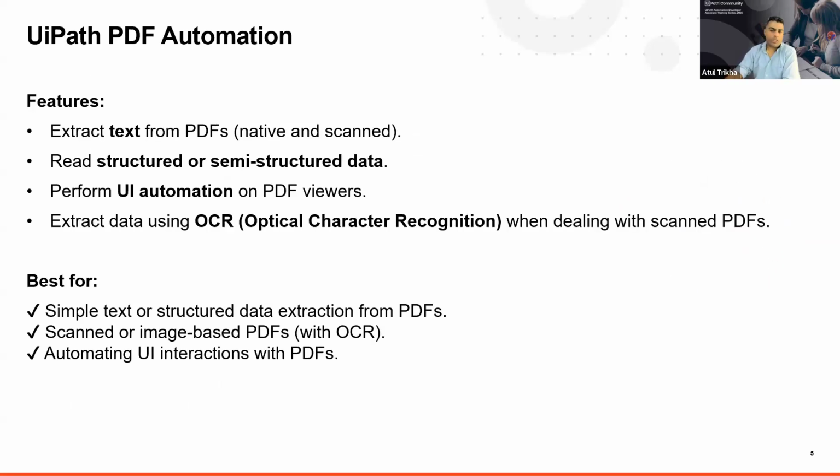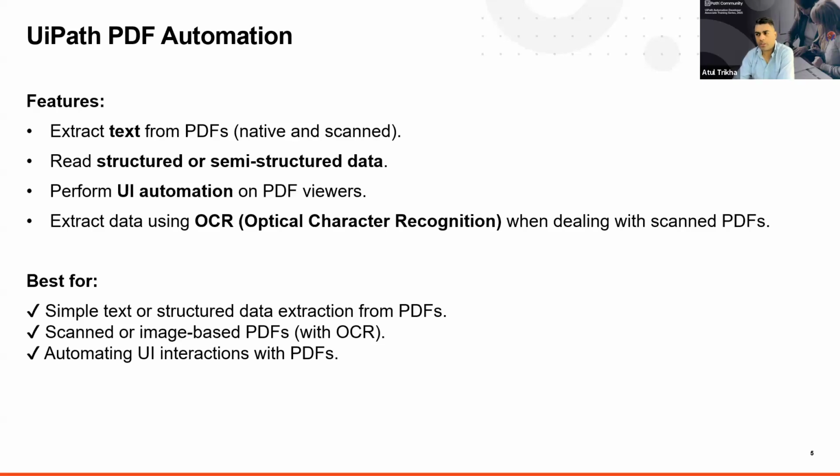So, UiPath PDF automation. A lot of times people ask how it is different from document understanding. PDF automation is a simplified version of that. It basically extracts text from PDFs, reads structured and semi-structured data, performs UI automations, and more like OCR. It's best suited for when you have a more structured PDF, or a scanned or image-based PDF, and you're not looking for very advanced data extraction.